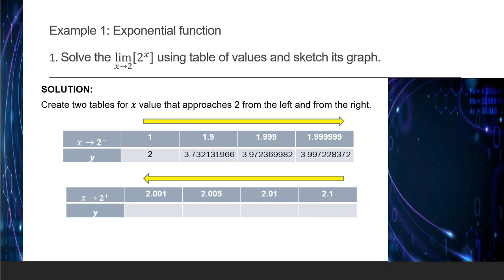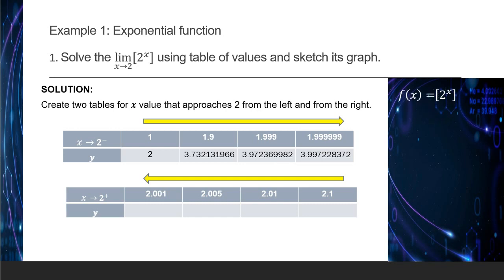Okay, so let us solve now for the values of y on the first table. If x is 1, the value of y is 2. If x is 1.9, the value of y is 3.73213196. If x is 1.999, the value of y is 3.972369982. And if x is 1.99999, the value of y is 3.99722837. Okay, how will you solve for the values of y?